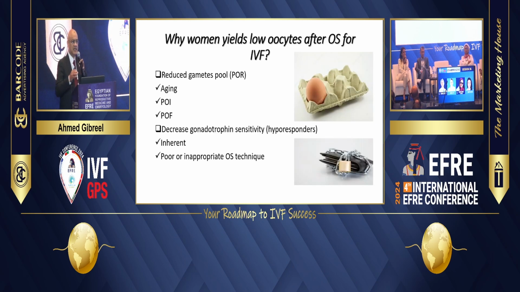And you can classify the causes of this into several causes. The first cause would be women with a reduced gamete pool, and I said aging, premature ovarian failure, premature ovarian insufficiency, whatever the cause for this, genetics or exposure to harmful material. And those women with decreased gonadotropin sensitivity, either due to an inherent cause in them, or sometimes it's a clinician cause: inappropriate or poor stimulation technique.